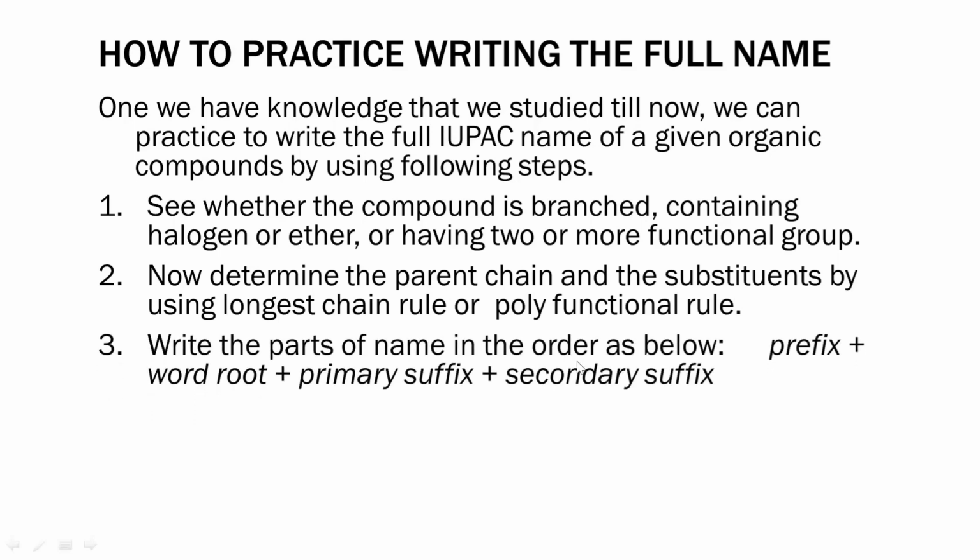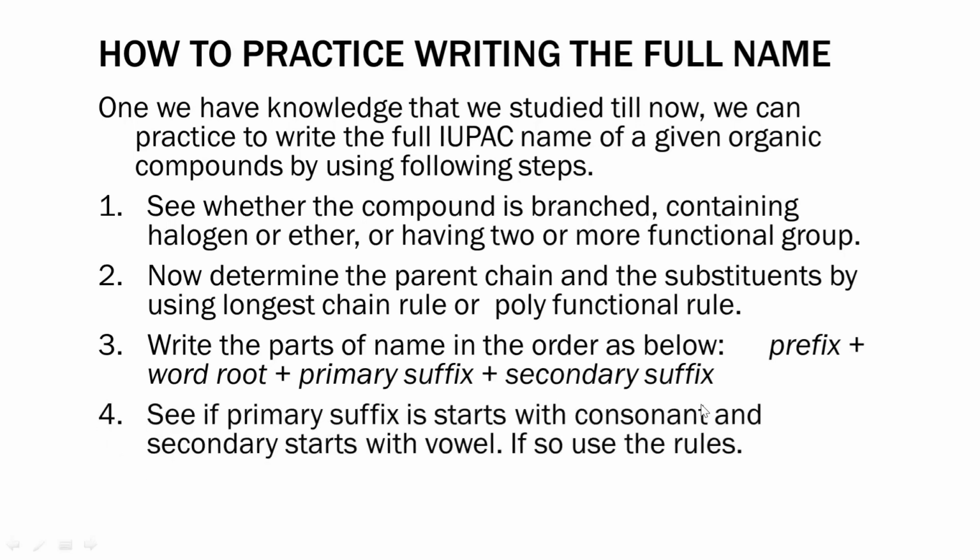Now let's just start writing the name. So we have the parent chain, we have the substituent. So we can write the prefix and then the word root. We can count the number of carbons in the word root, and then the primary suffix by looking at the nature of the bond in between the carbons, then the secondary suffix by looking at the functional groups. Alright, then see if the primary suffix starts with a consonant or the secondary suffix starts with a vowel. Whenever the primary suffix starts with a consonant letter, then we add an extra a to the word root.